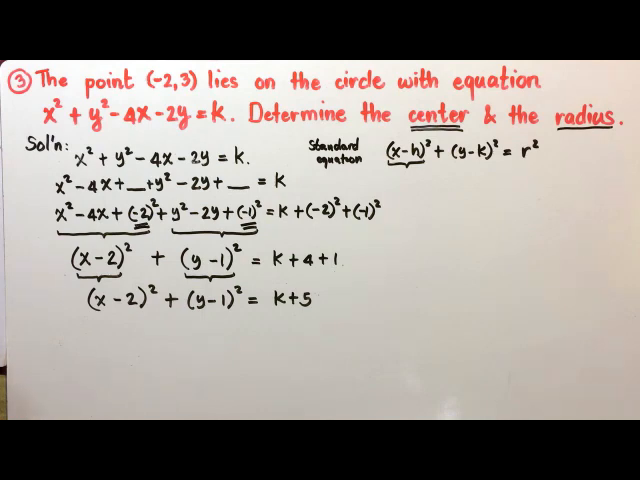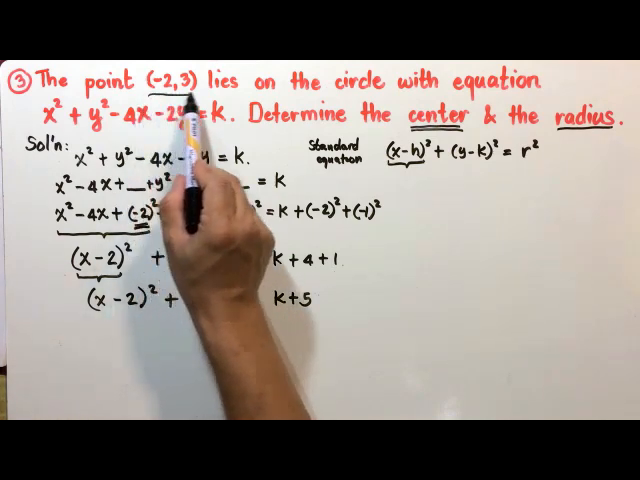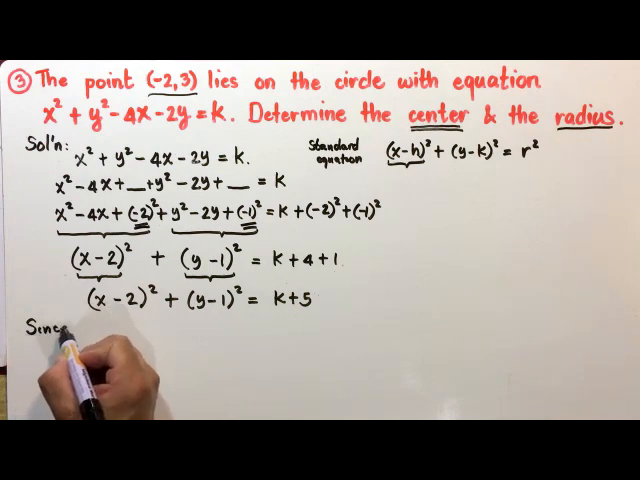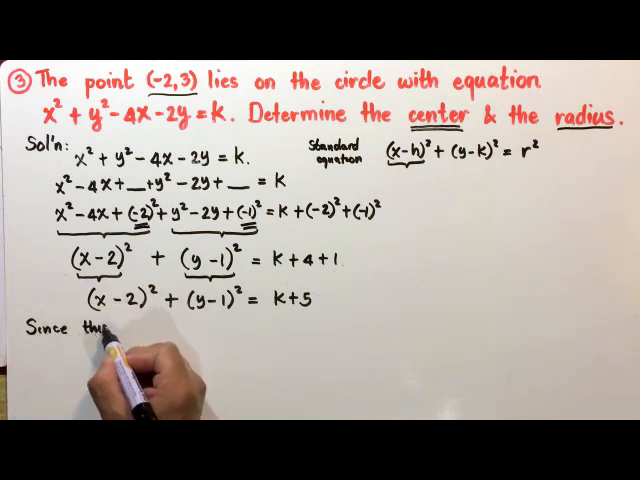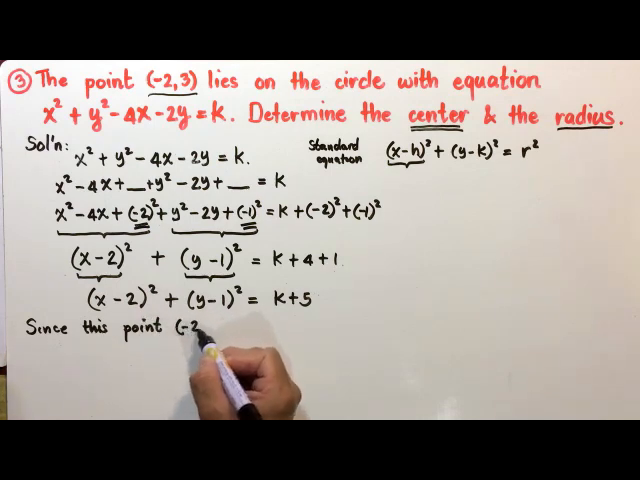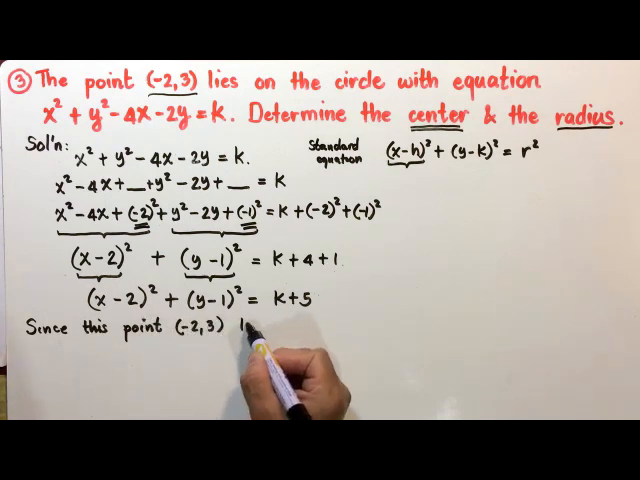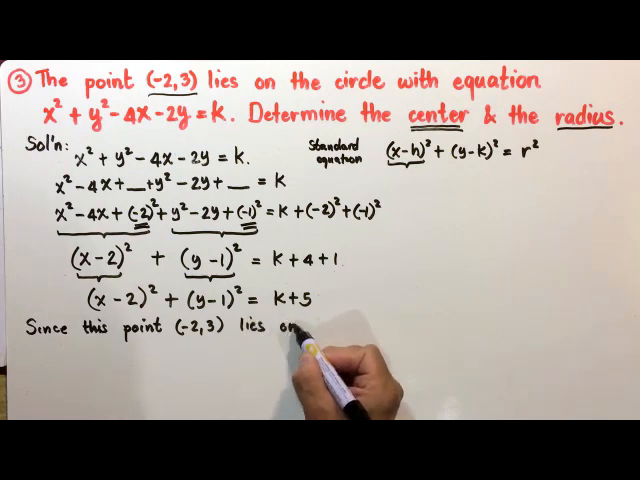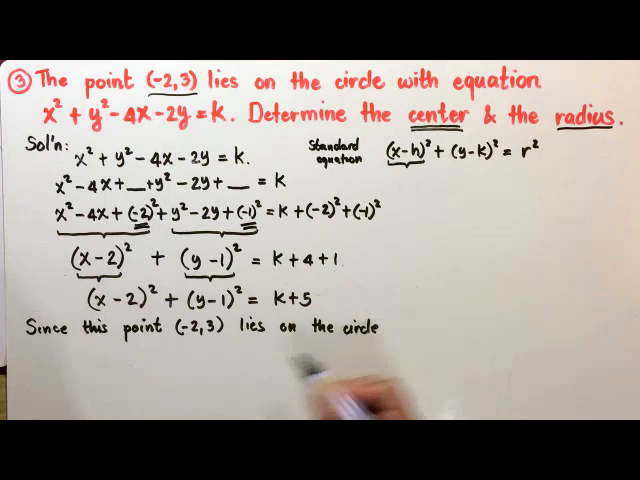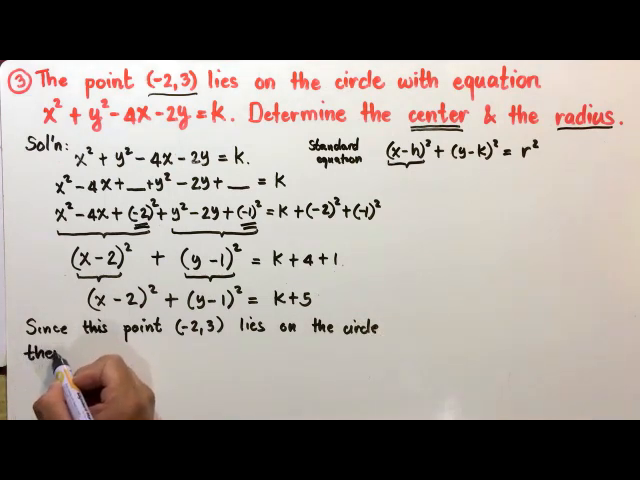So what's next? Remember that we are given this point, and this point lies on the circle. And since this point, negative 2, 3, lies on the circle, then it satisfies the resulting equation.